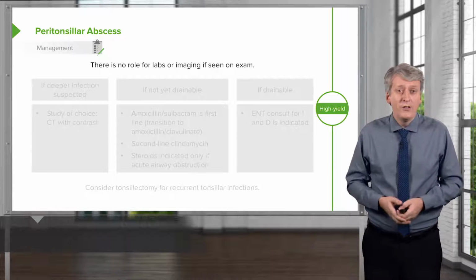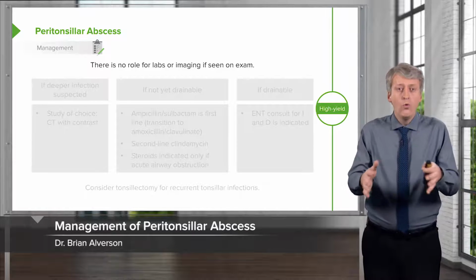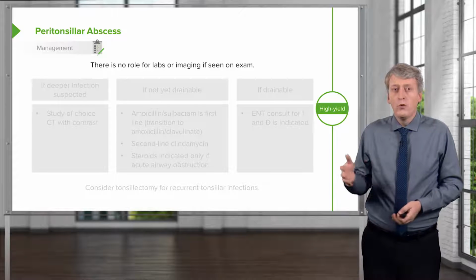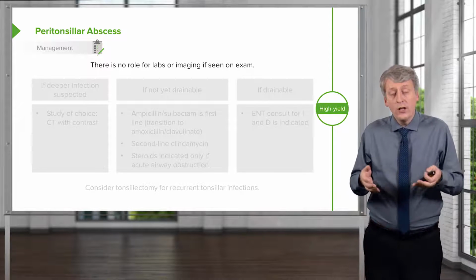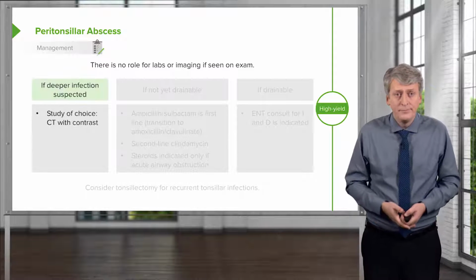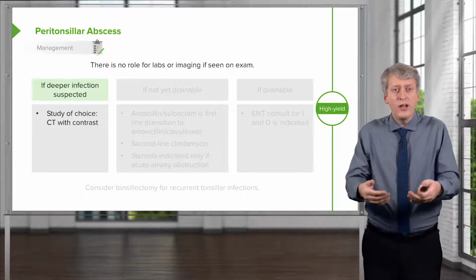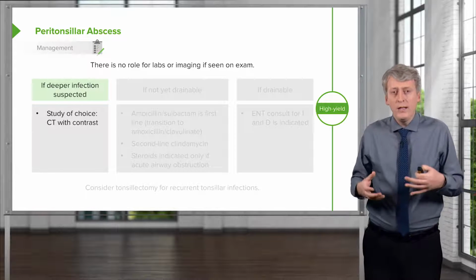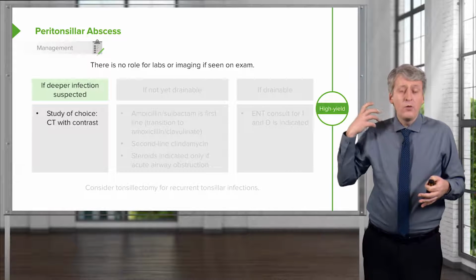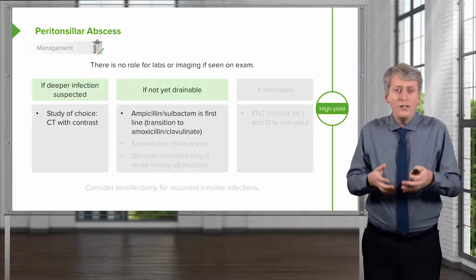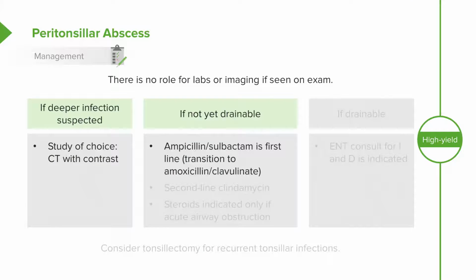So, how do we manage these patients? There's no role for labs in a patient with peritonsillar abscess. A blood culture is almost always negative. And we're going to drain this anyway. If you wanted to, you could certainly culture the pus that comes out when you drain it. If a deeper infection is suspected, we will get that CAT scan to make sure where this is going and what we need. I've seen cases where it extended through the back of the neck and all the way down into the mediastinum.